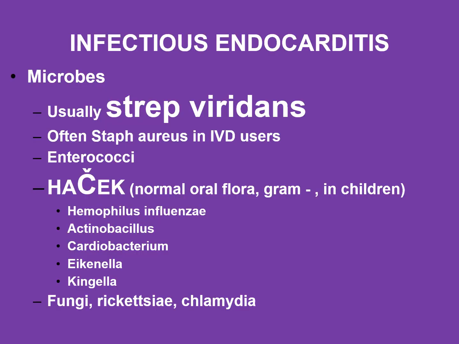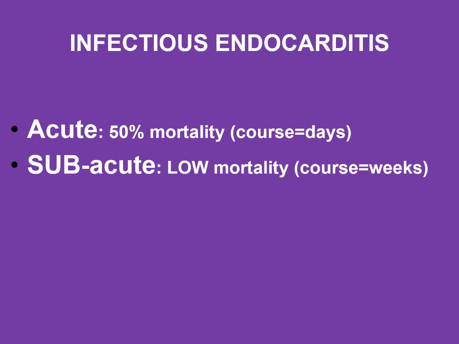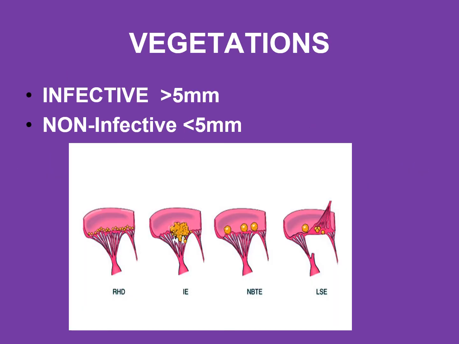And then we also have infective endocarditis, usually caused by Streptococcus viridans, often Staph aureus in IV drug users. So take note of that. But on some occasions, it can be due to fungi, rickettsia, or chlamydia. It can be acute or subacute. Take note of the vegetations. In general, vegetation is an umbrella term.